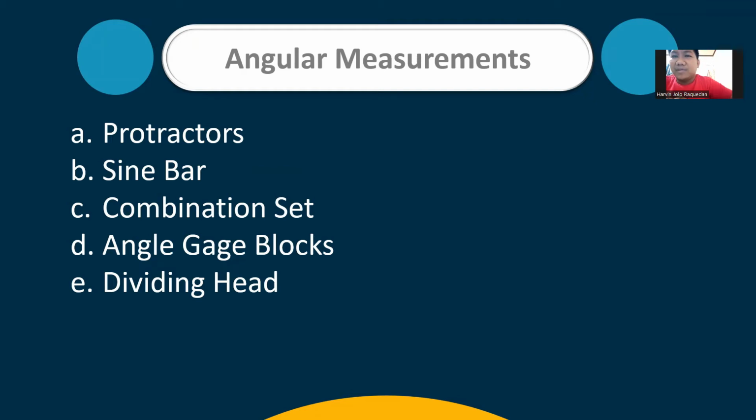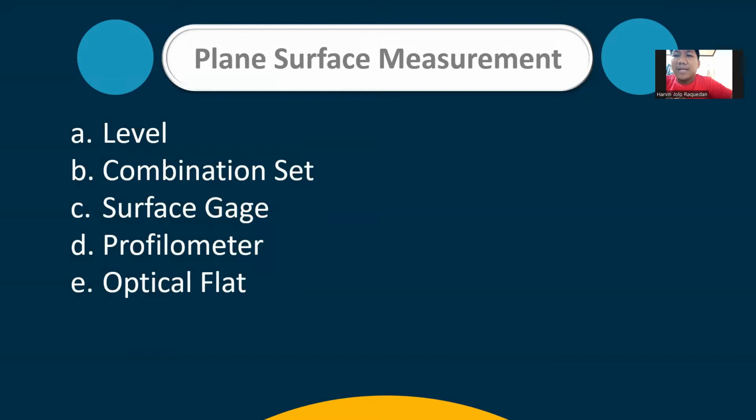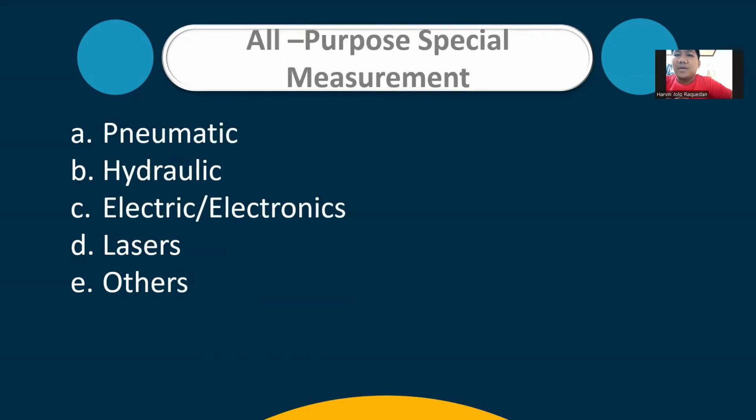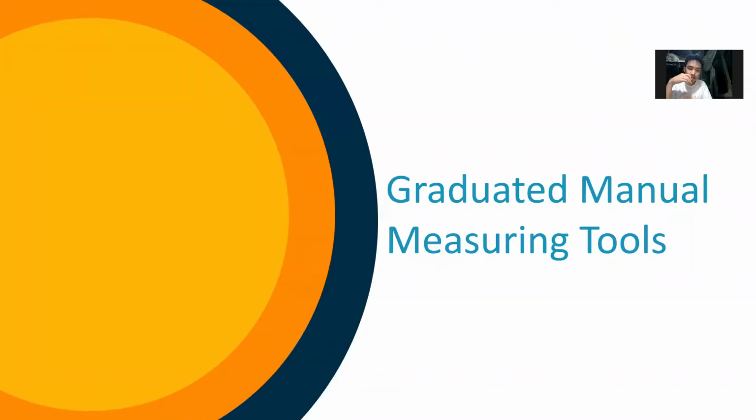We also have plane surface measurement. Under this, we have the level, combination set, surface gauge, profilometer, and optical flat. We also have all-purpose special measurement. We have pneumatic, hydraulic, electric or electronics, lasers, and others. I will be discussing what is graduated manual measuring tools.